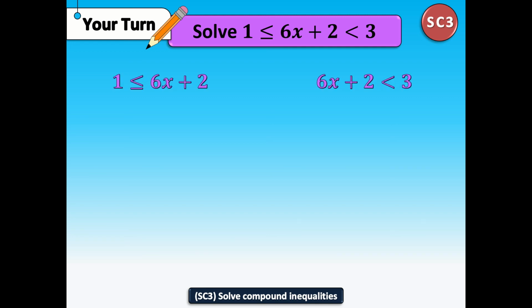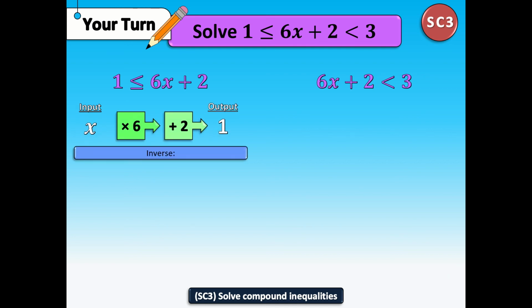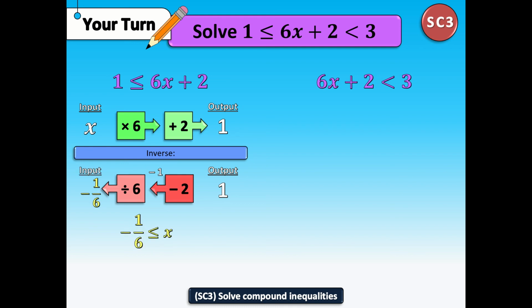So I break it down into 2 separate inequalities, and I can solve the first one. I work backwards, doing the opposite. So 1 take away 2 is minus 1, and minus 1 divided by 6 will be minus 1/6. So I can write my answer as minus 1/6 is less than or equal to x.